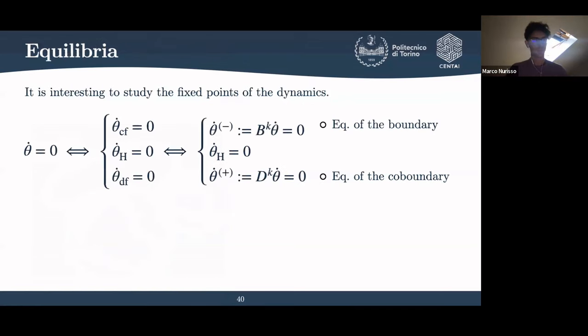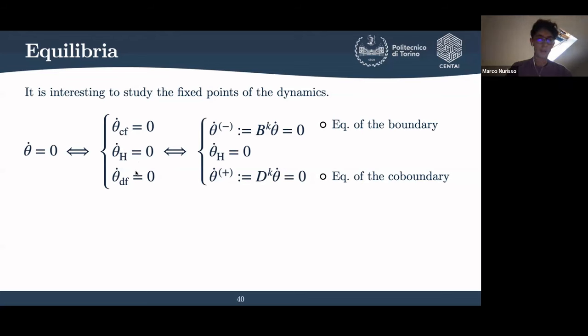Going on, given a dynamical system, it is very natural to then ask what are the equilibria of the model, what are the fixed points, so the configuration of phases which are left unchanged by the dynamics. And once again, we can leverage the Hodge decomposition to split down the problem in three and ask about conditions for equilibrium for each of the three components.